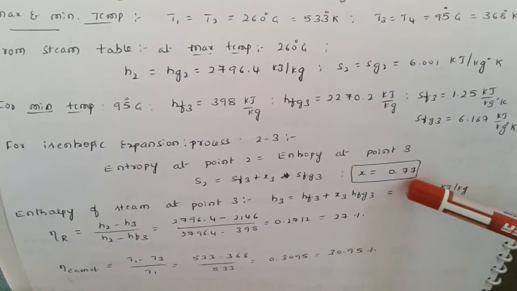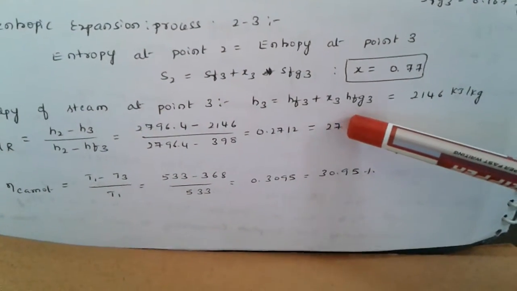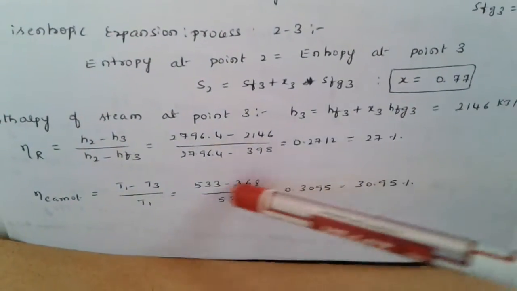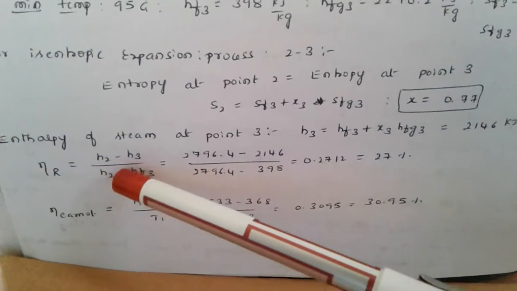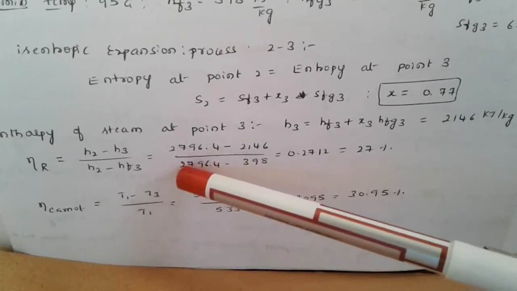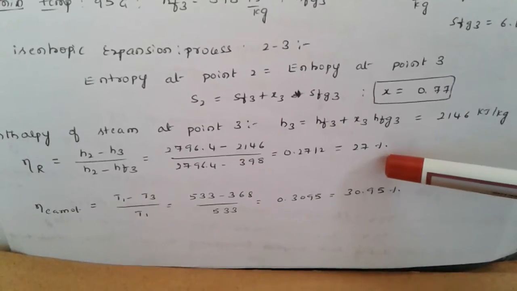Okay, X3 is 0.77. Then the enthalpy of steam at point 3: H3 is equal to HF3 plus X3 into HFG3. It becomes 2146 kilojoules per kg. Then Rankine cycle efficiency is equal to H2 minus H3 divided by H2 minus HF3. Substituting those values, you get the Rankine cycle efficiency as 27%.